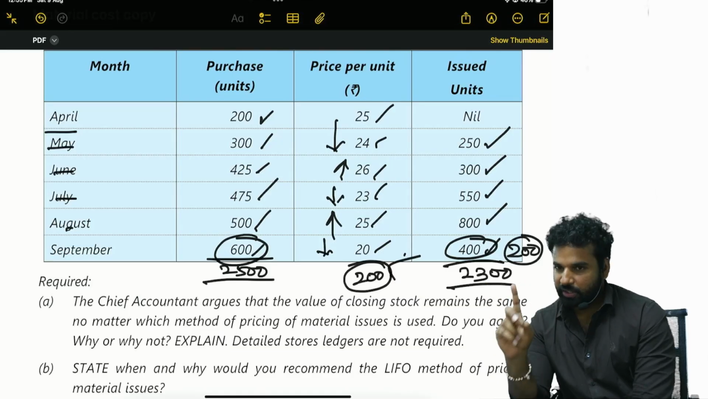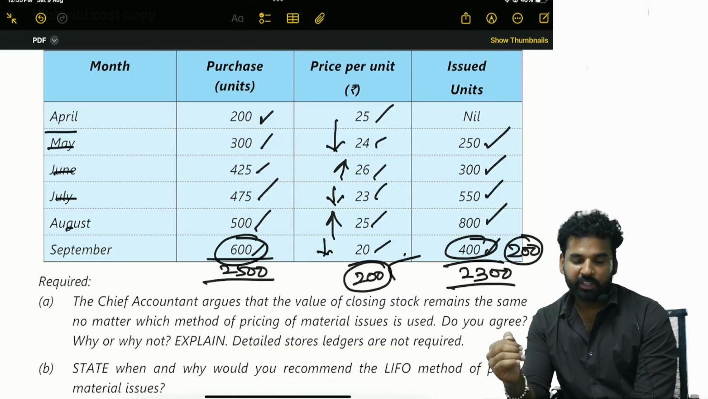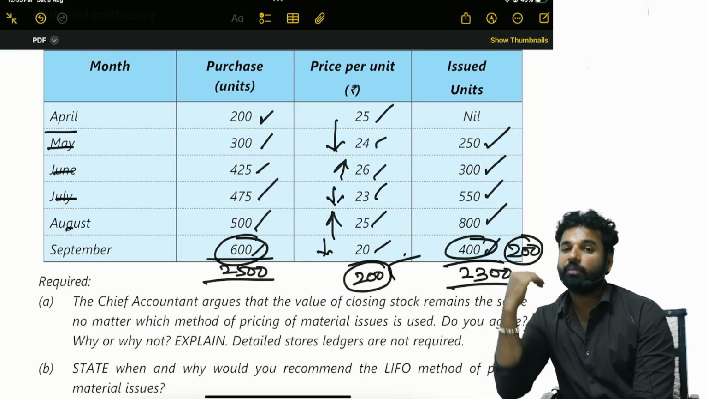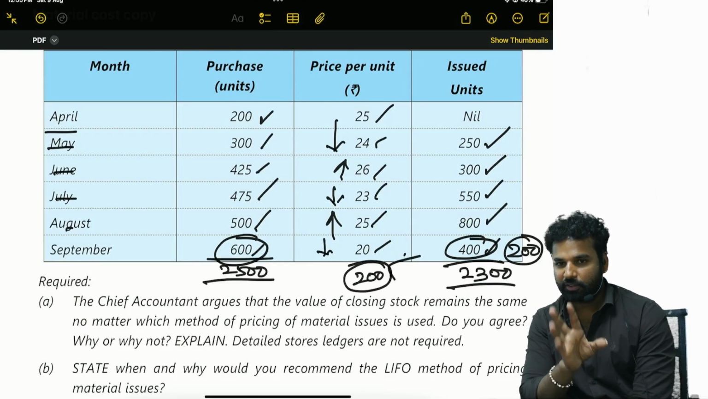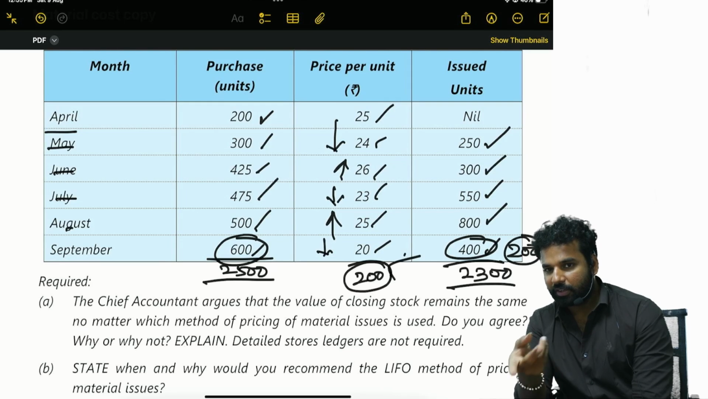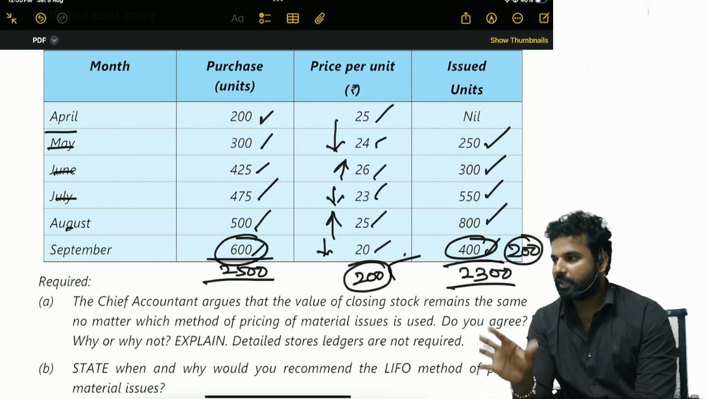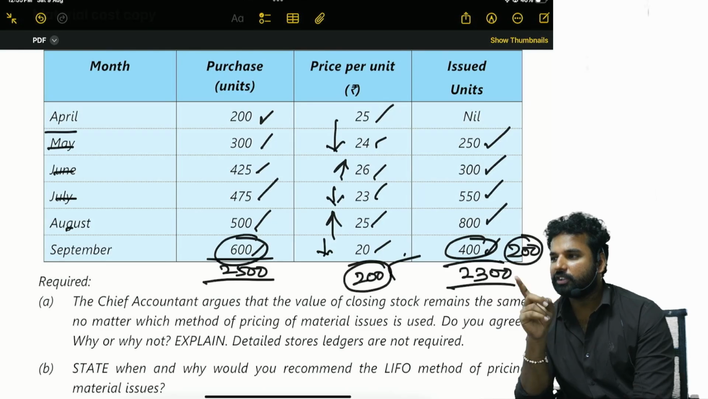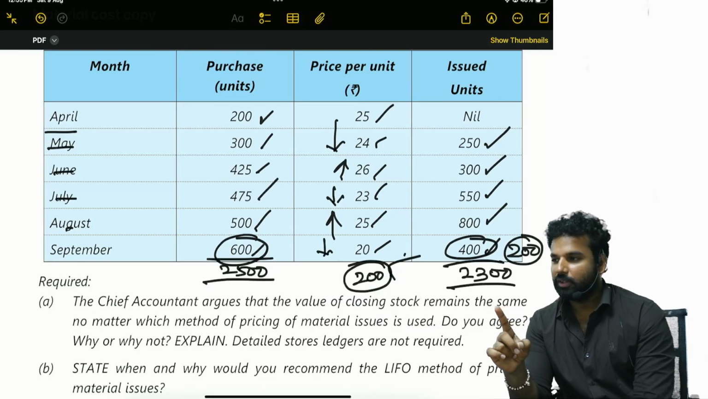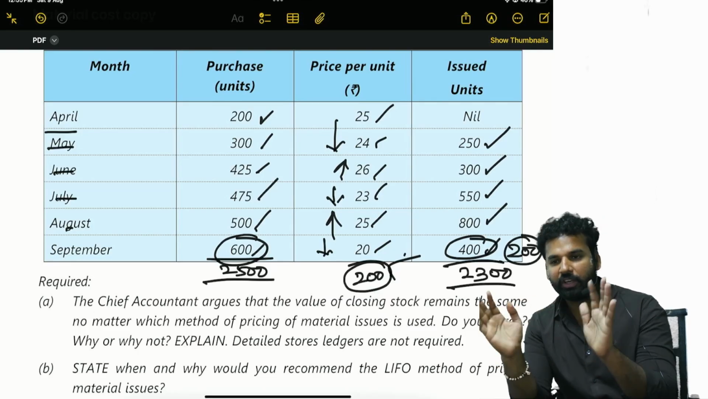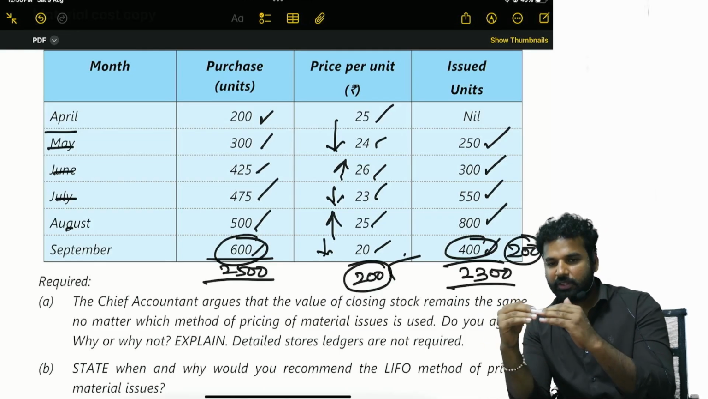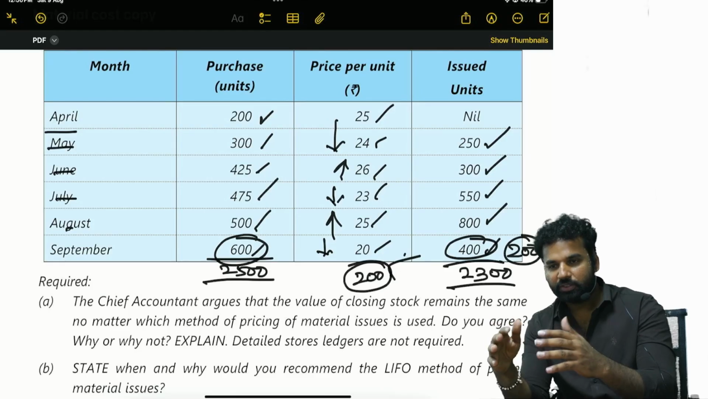Okay, so closing stock is there, and your purchases are just sufficient for closing stock and issue. So there is no opening from your last month. Is this correct? In such a case, whether you follow the LIFO method or the FIFO method, both will be the same for closing stock. Do you understand this? There is no opening. You just have one type of material only. Forget about all the remaining months, because there is no balance from those months. You just have to consider September.